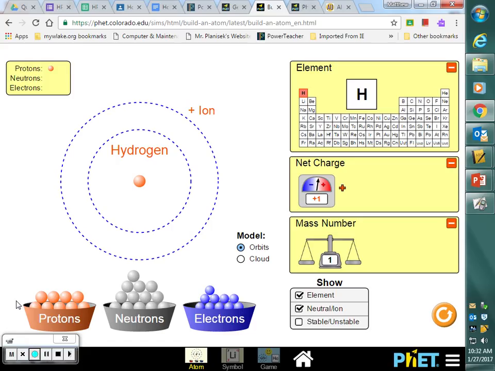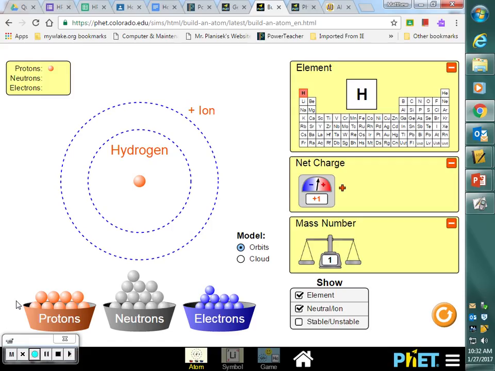What else changed over on the right-hand side? Plus 1 net charge, right? Because we have a positive proton, but no electrons to balance that out, right? And then the third thing that changed, right? What kind of atom have we created? A hydrogen atom, because we have 1 proton. What's the atomic number of hydrogen? 1. All right, good there?